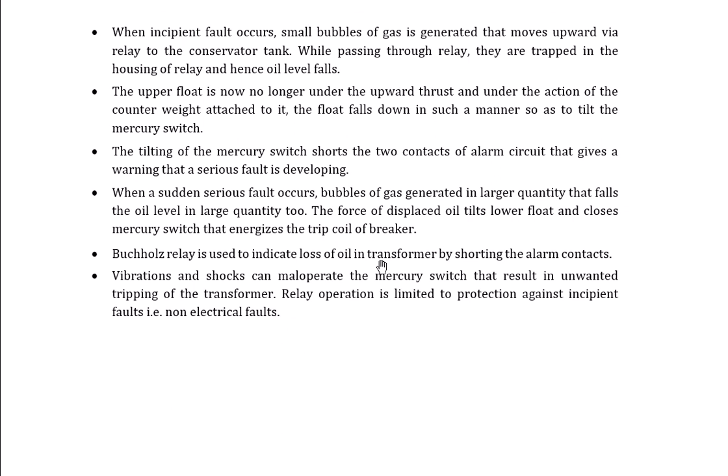So when an incipient fault occurs, small bubbles of gas are generated that move upward via the relay to the conservator tank. While passing through the relay, they are trapped in the housing of the relay, and hence the oil level falls. The upper float is now no longer under the upward thrust and, under the action of the counterweight attached to it, the float falls down in such a manner as to tilt the mercury switch. The tilting of the mercury switch shorts the two contacts of the alarm circuit, and that gives a warning that a serious fault is developing.